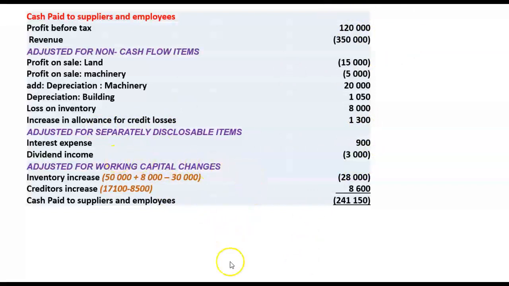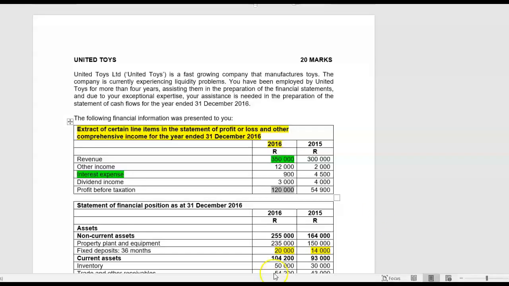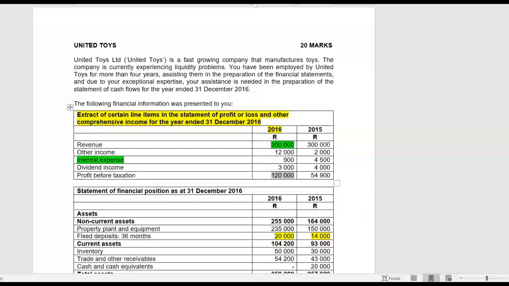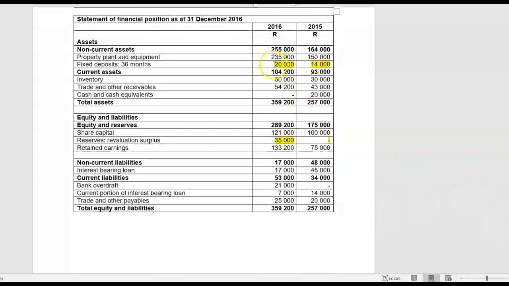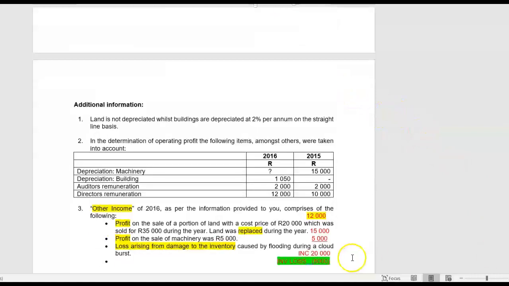Then adjusted for working capital changes. Now the first one is the movement in inventory. Inventory actually increased from 30,000 to 50,000. But is that 100% correct? Well, technically speaking, it is correct, but the 50,000 was the final inventory figure after I have adjusted my inventory with a write-down of 8,000 Rand.